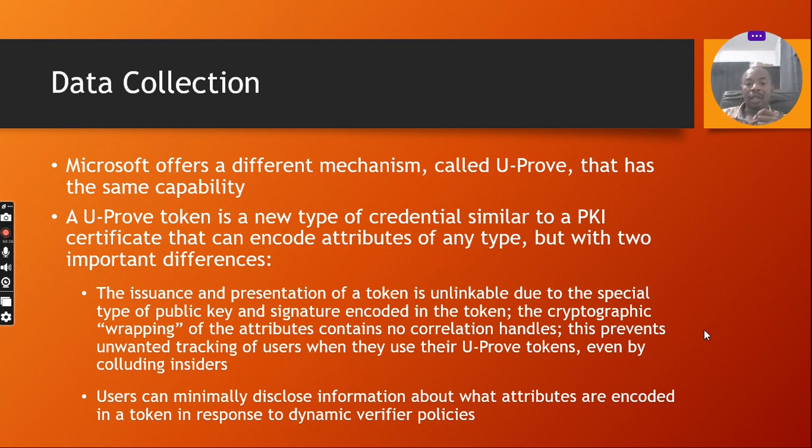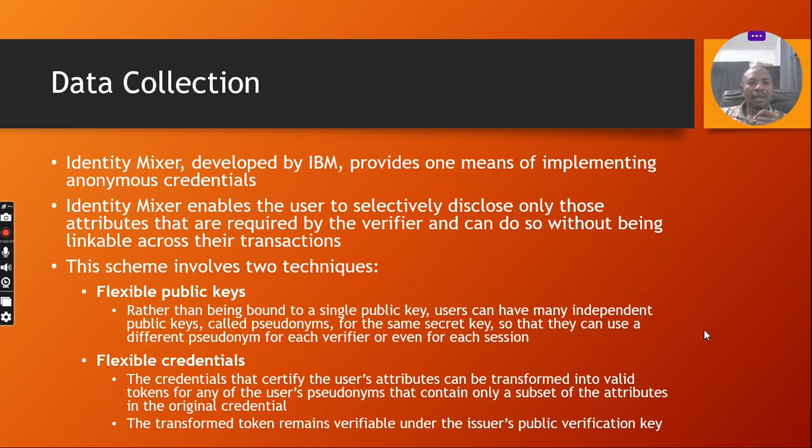So no one can attack you easily. So the issuance and presentation of the token is unleakable due to the special type of public key and signature that is encoded in it, in the U-Prove. Then the second one is the user can minimally disclose information about what attributes are encoded in the token in response to dynamic verifier policies. Okay, so these are what make it super good, the U-Prove developed by Microsoft. Remember the other one, the identity mixer, is developed by IBM.